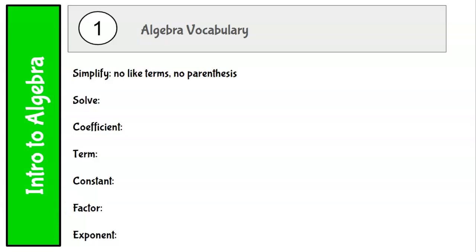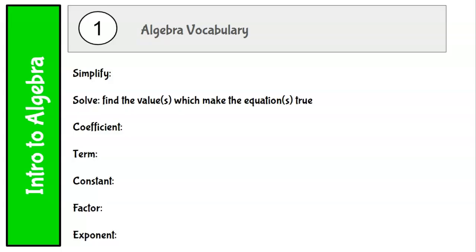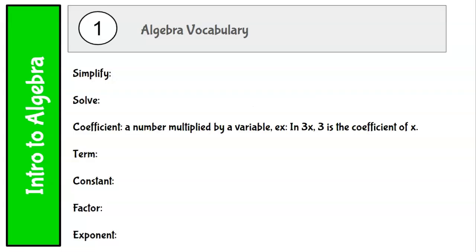Simplify means no like terms, no parentheses. Simplify can mean a lot of different things in math, but when we simplify expressions, there should be no like terms and no parentheses. Solve means you find the value or values which make the equation or equations true. Basically, you're trying to make a true statement. That's solve. Coefficient is a number multiplied by a variable. An example here in 3x, 3 is the coefficient of x.